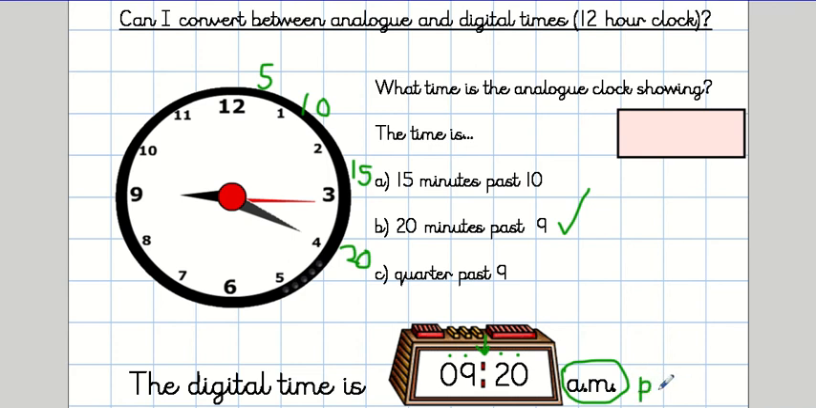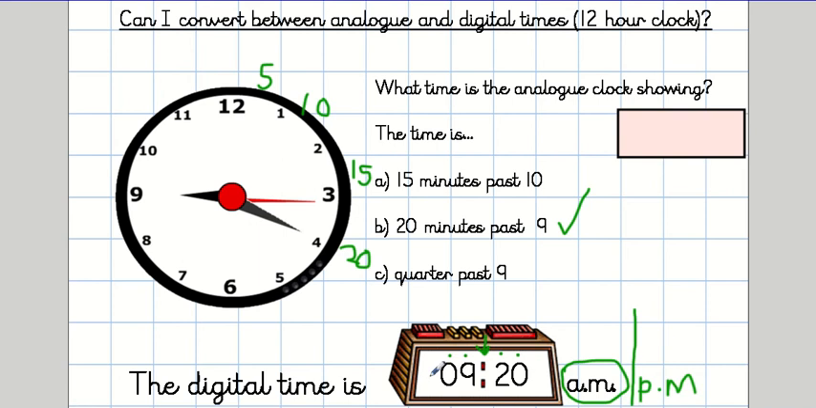Now, I wonder if you know what that means. So AM means before midday, so before 12 noon, okay? And PM is after 12 noon, so lunchtime, 12 in the middle of the day, and before or up to midnight, so 12 midnight. So that's our AM is before midday and PM is after midday. And if we're using the 12-hour clock, we need to have that AM and PM.